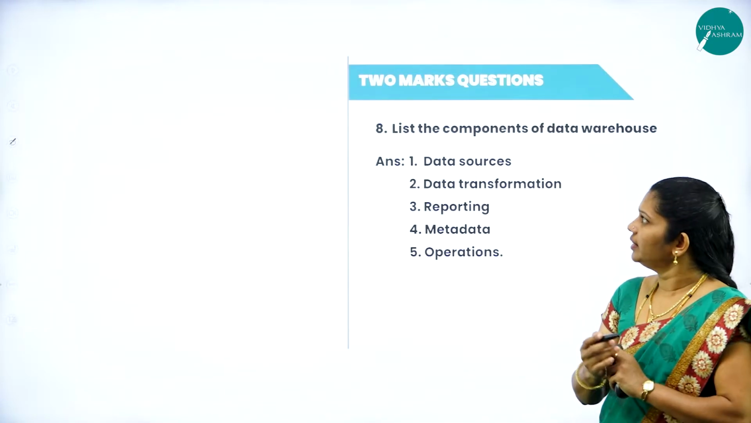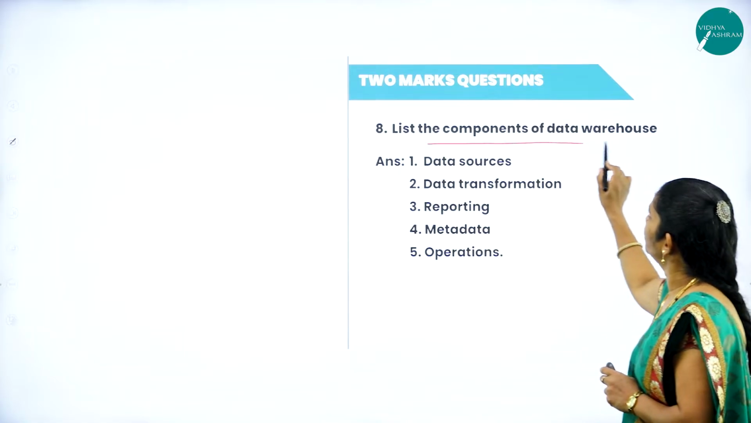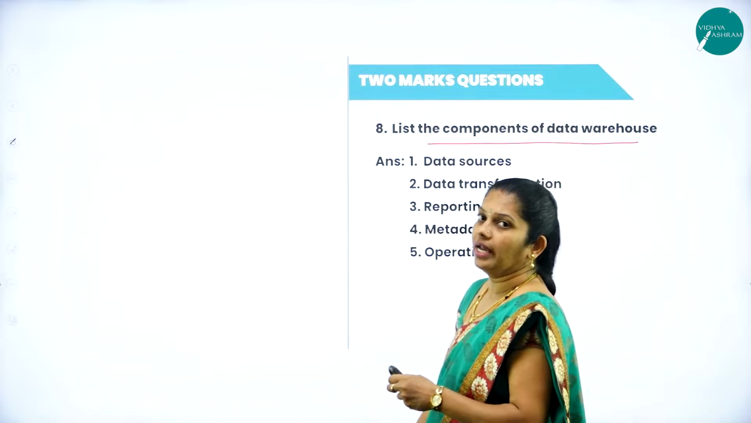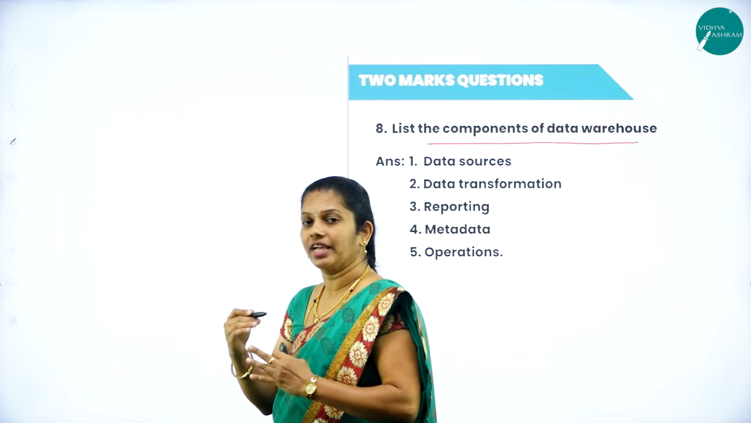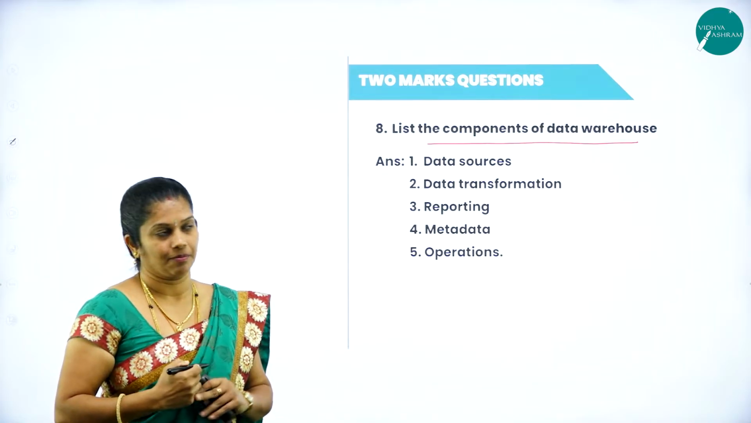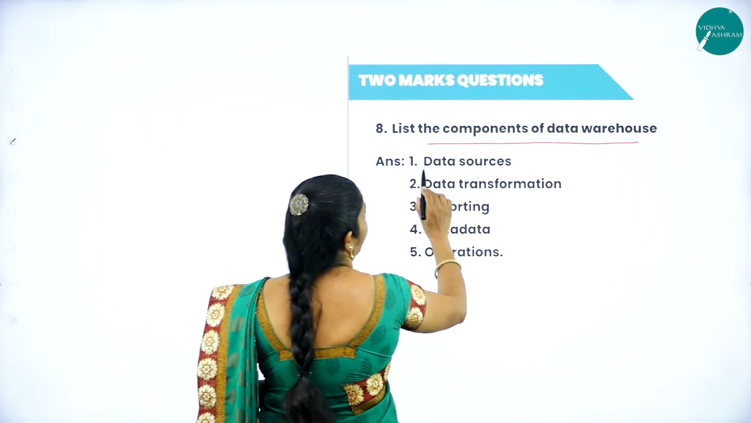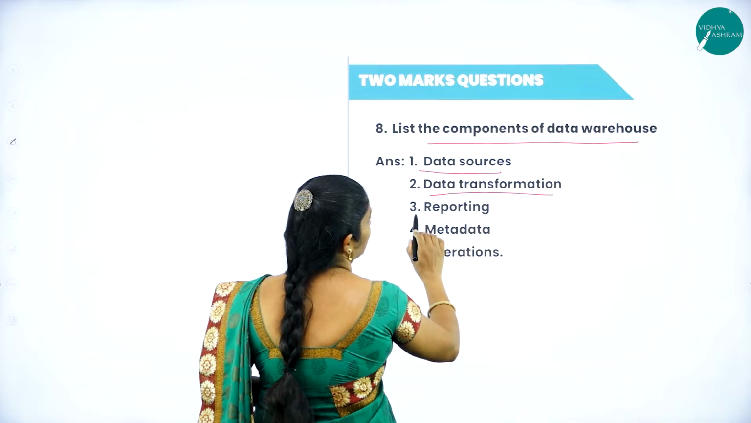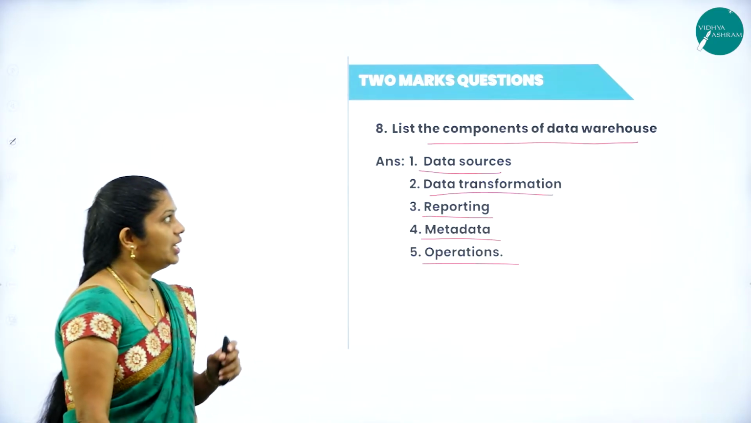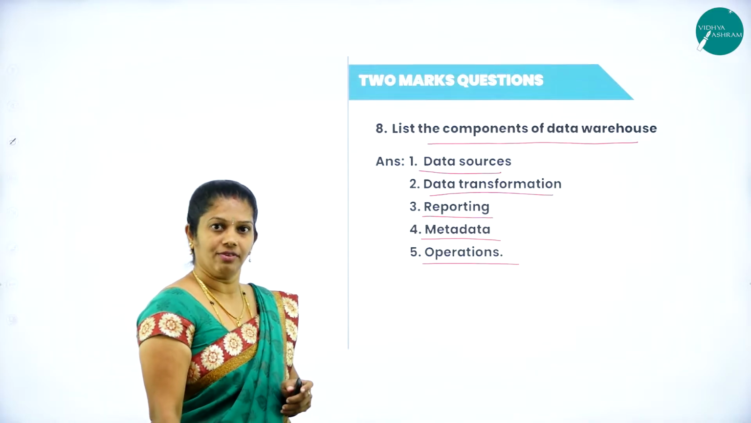The next question: list the components of a data warehouse. A data warehouse is a place where we can store an organization's electronically stored information. Under that we have data source, data transformation, reporting, metadata, as well as operations. These are the components of a data warehouse.